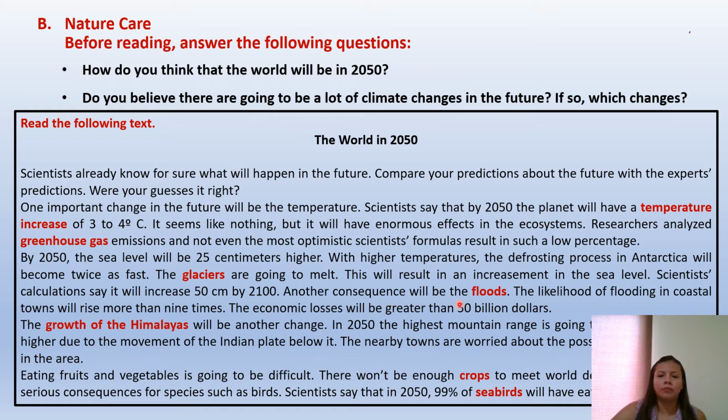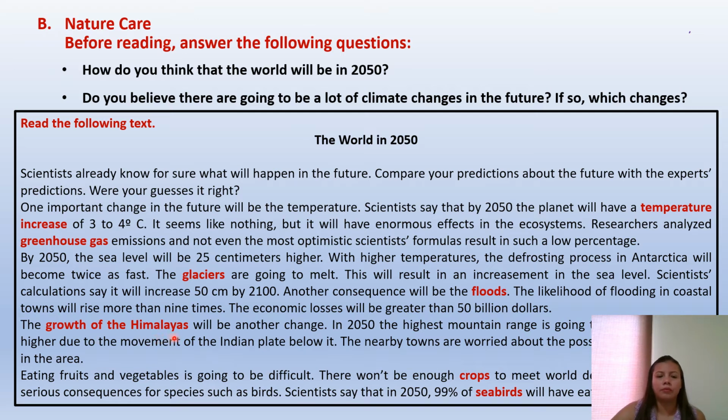Another consequence will be floods. The likelihood of flooding in coastal towns will rise more than 9 times. The economic losses will be greater than $50 billion.